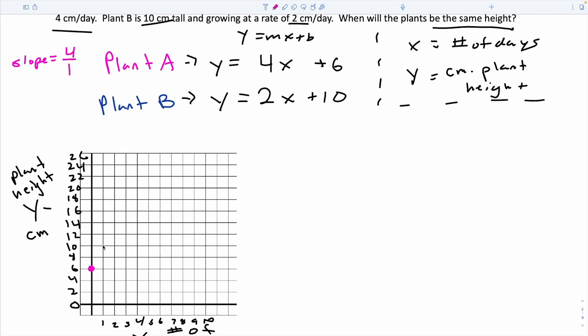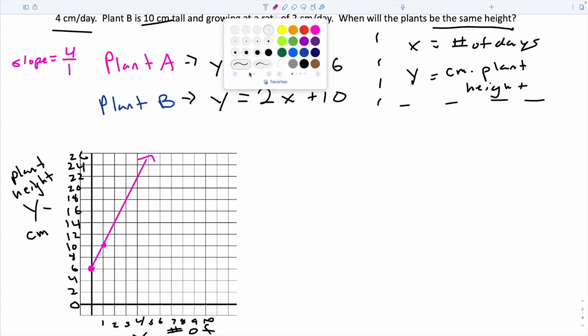You can add 1. Over 1, up 4. So this is 2, that's 4. From 6 to 10 is 4. Go over 1. Bless you. Thanks for catching that. There's the plant growth for A.